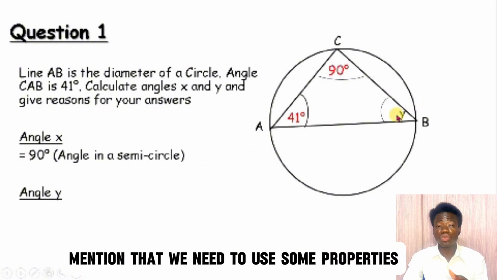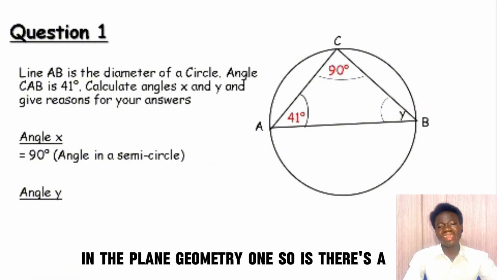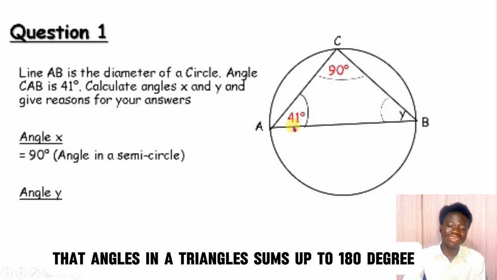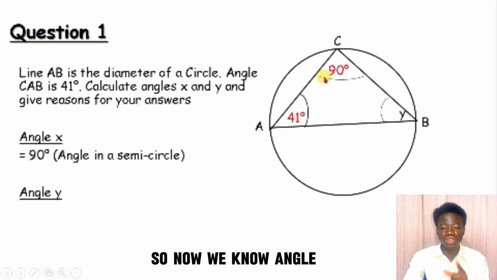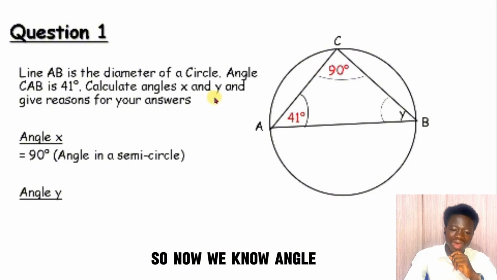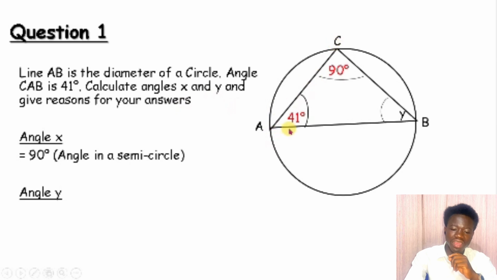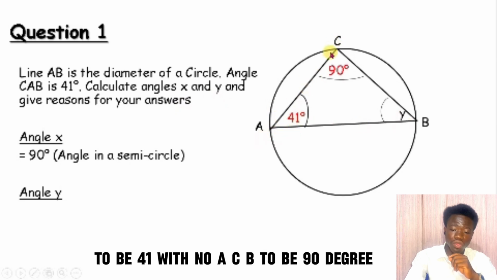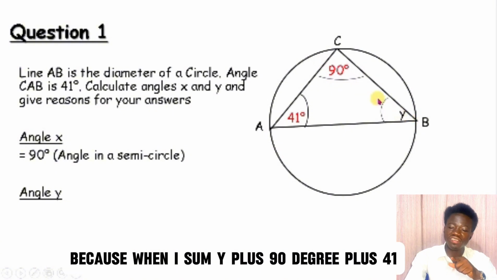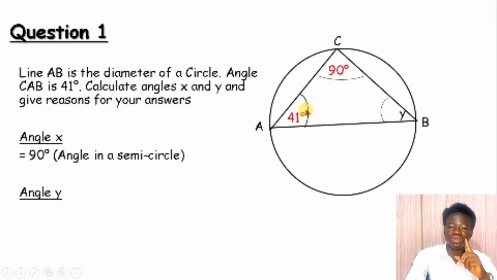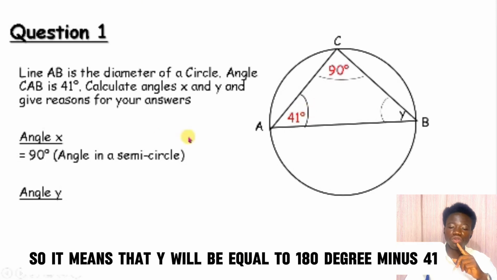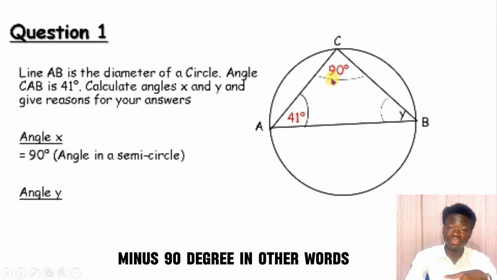I just made mention that we need to use some properties in plane geometry 1. There's a property that states that angles in a triangle sum up to 180 degrees. So now we know angle CAB to be 41. We know ACB to be 90 degrees. Then we'll be able to find Y, because when I sum Y plus 90 degrees plus 41, this will give me 180 degrees. So it means that Y will be equal to 180 degrees minus 41 minus 90 degrees.